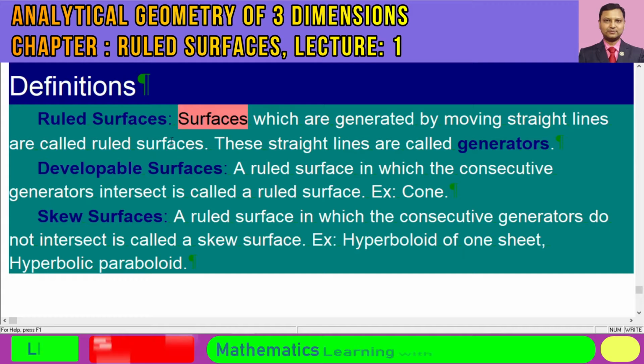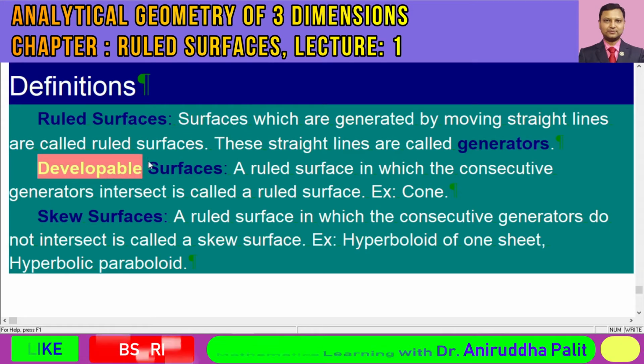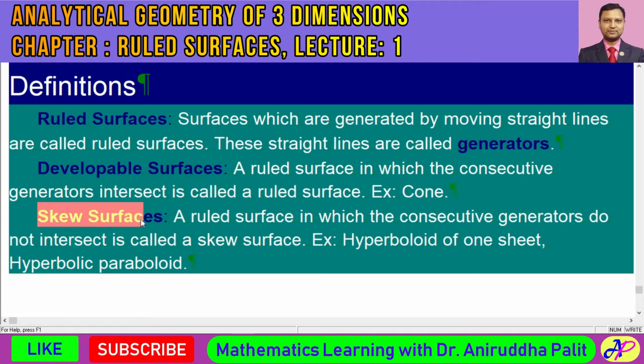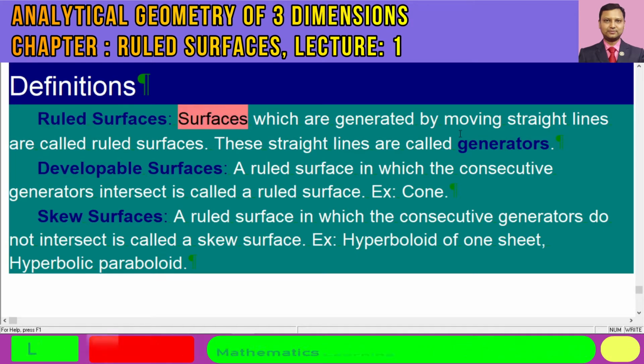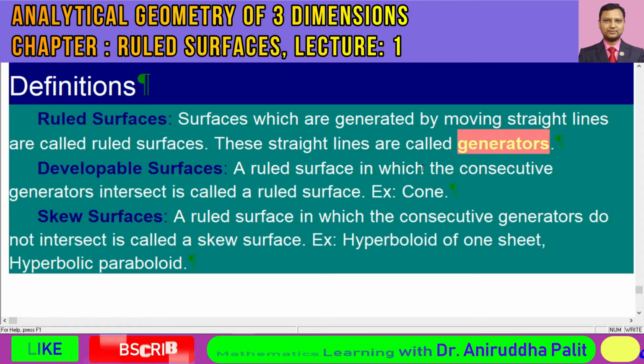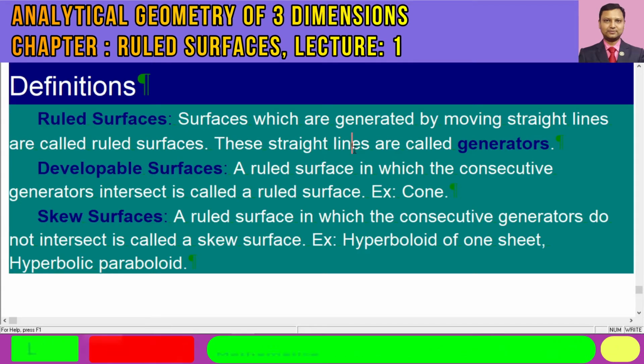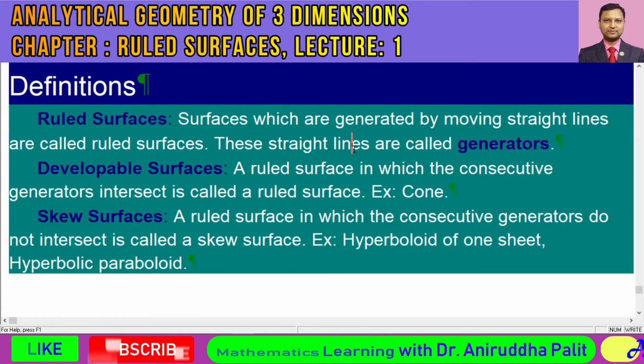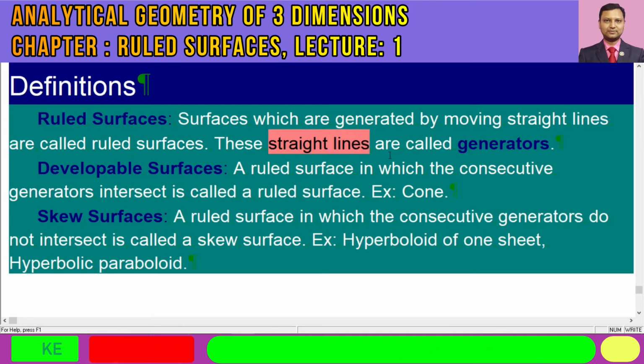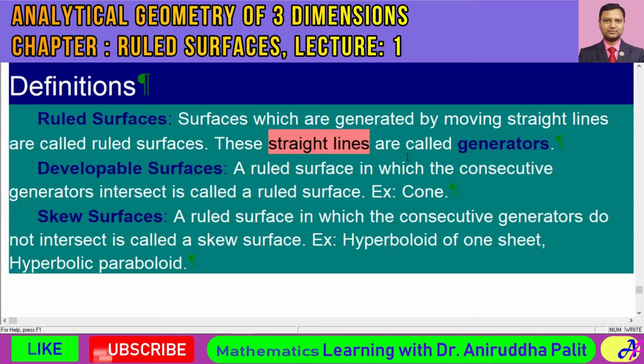Mainly, these ruled surfaces are categorized into two categories. One is known as developable surface, another is known as skew surface. And the straight lines generating these surfaces are called the generators of that surface. For example, we have discussed cylinders. In cylinders, we had the concept of generators, and apart from cylinders, there are other surfaces as well. These straight lines move, and the movement of these straight lines generates a surface in three-dimensional space.